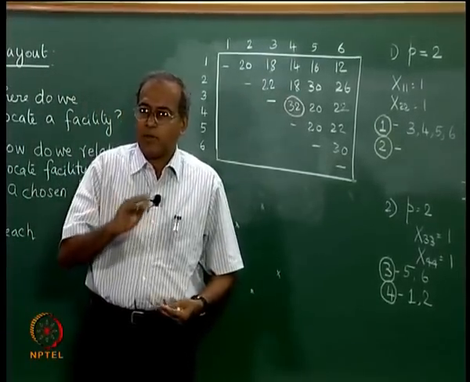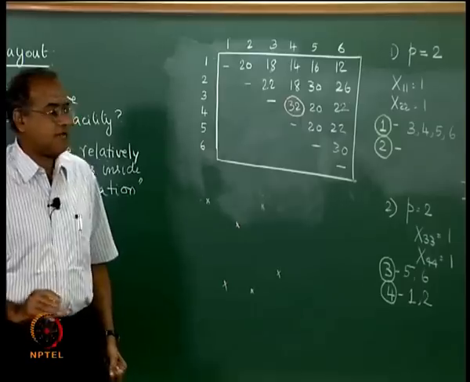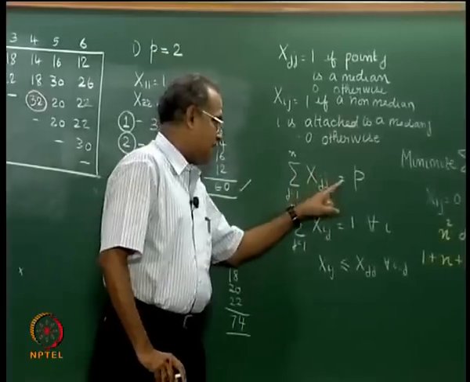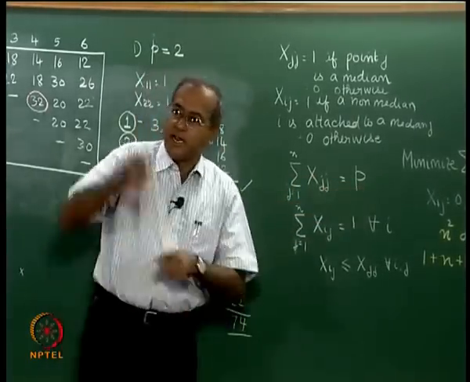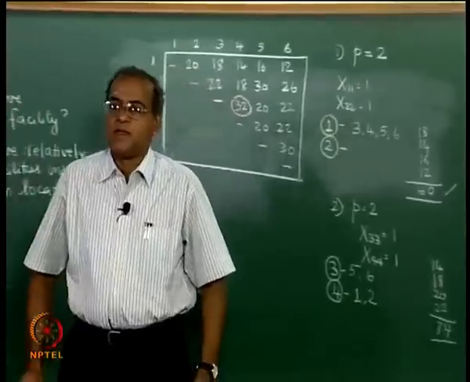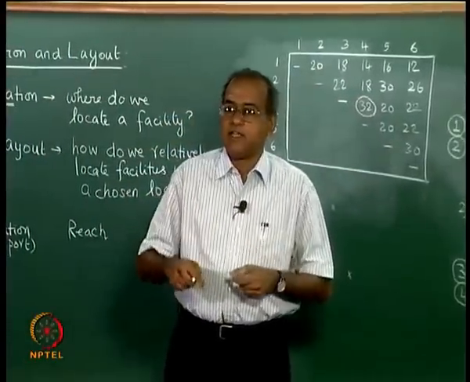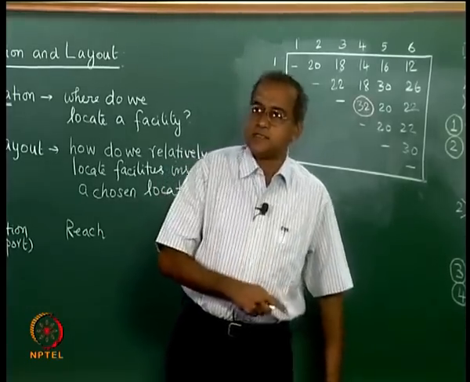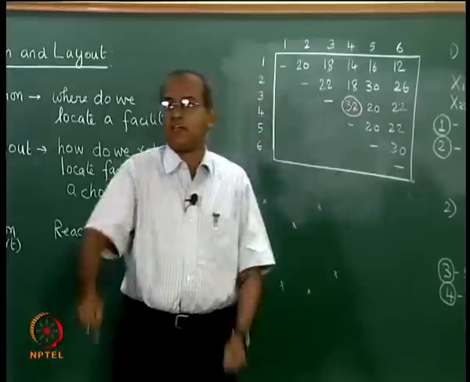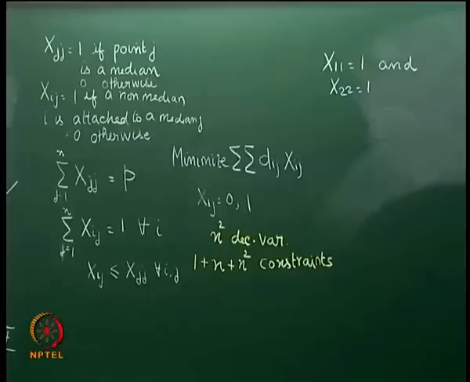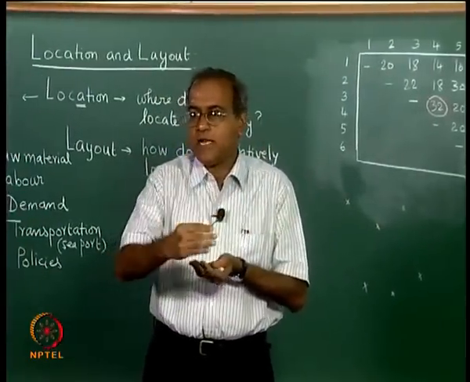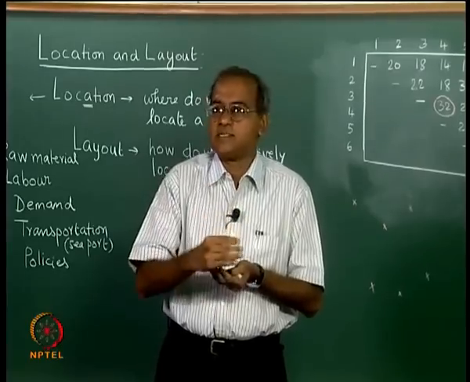So, the p median problem also can be solved, let us say, for 3 groups, in which case we could put xjj equal to 3. So, 3 out of the 6 will become medians, and the remaining 3 non-medians will then be attached to the chosen medians. Now, in that case, there can be 3 ways of trying to fix the medians, after which fixing the non-medians becomes easy, because each non-median will get attached to that median point with which it has the least distance.